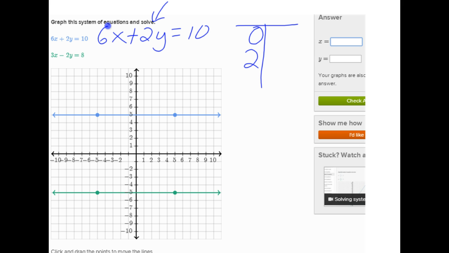When I substituted 0 in, my 6x becomes 0 because 6 times 0 is 0. So all that is left is 2y equals 10. You divide both sides by 2, and you get y equals 5. So when I put 0 in, I get 5.